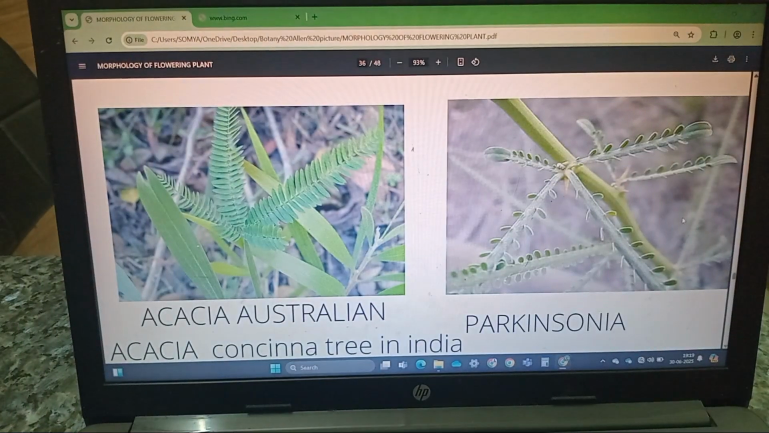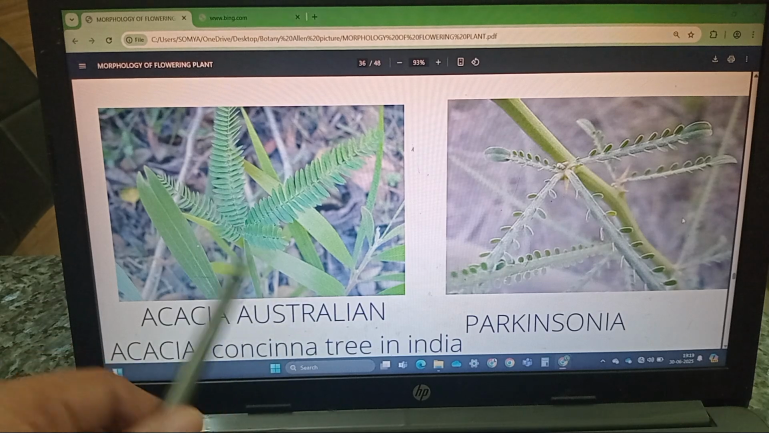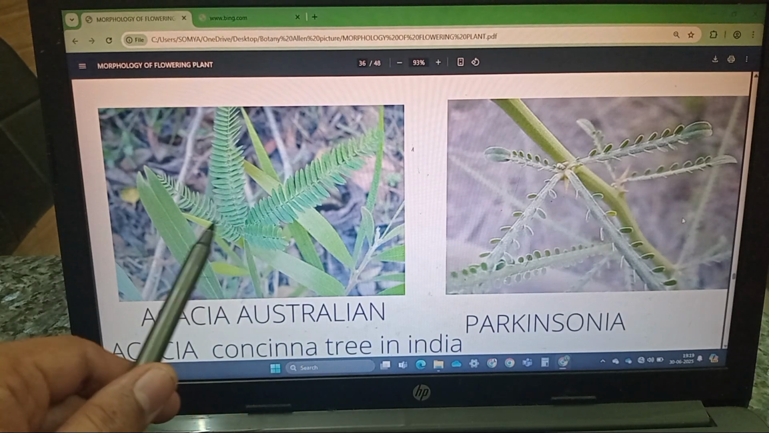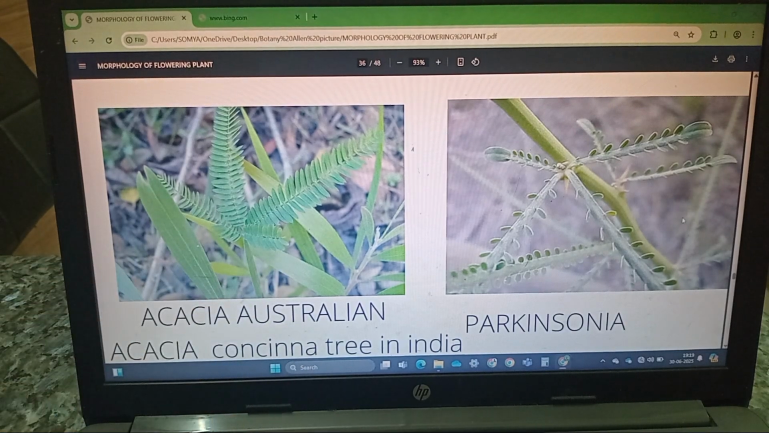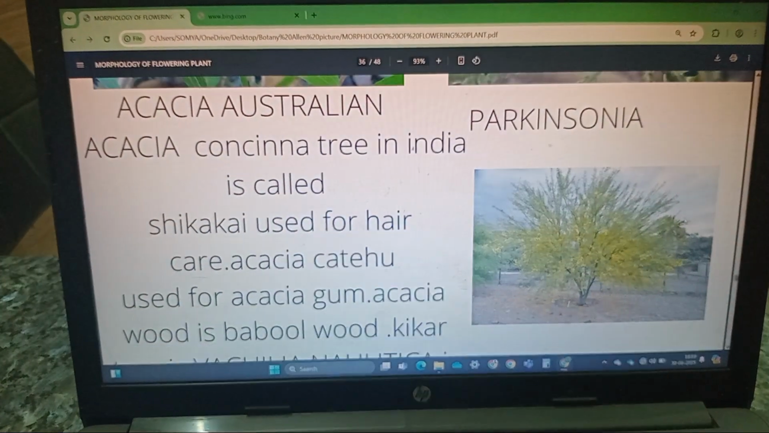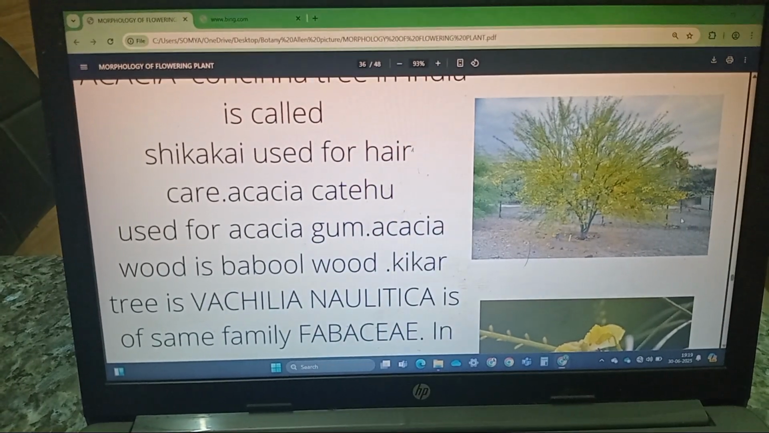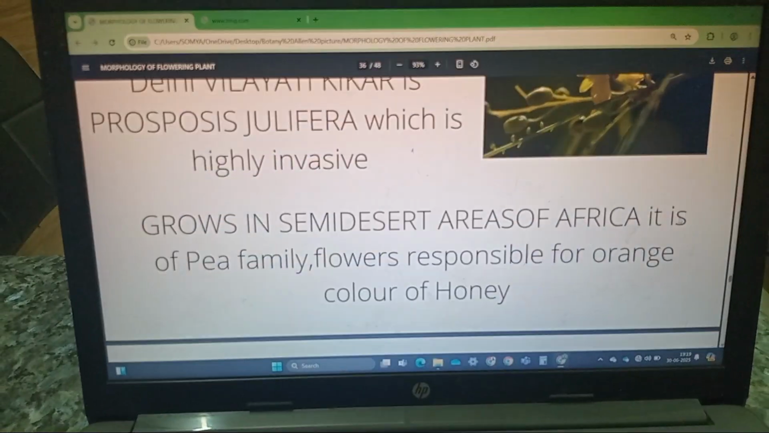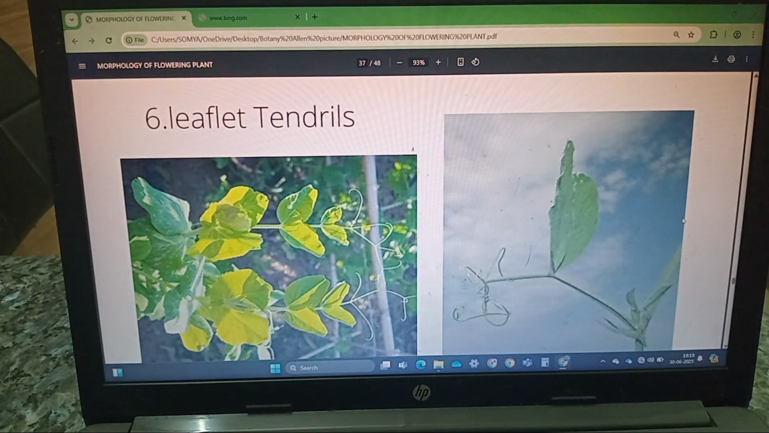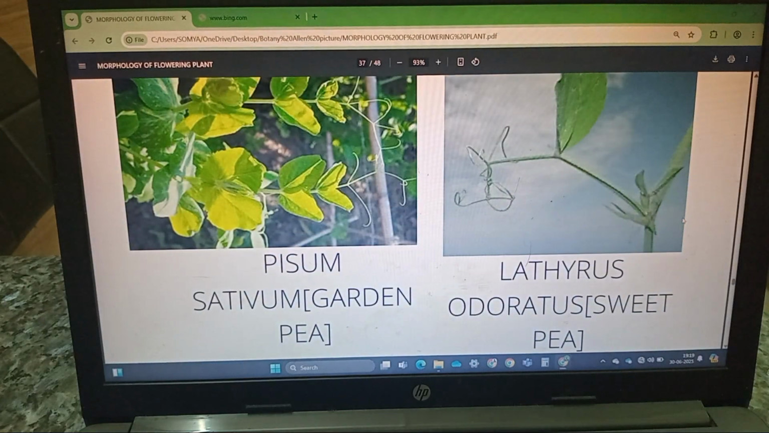Then this is phylloid. In phylloid, the petiole is enlarged to make a leaf-like structure, and the leaves are small and soon shed. This is found in Australian acacia. This is phylloid, not phylloclade. This acacia is the babul, not the kikar. Kikar is Prosopis juliflora. So these were the modifications of the leaves. Here we're seeing the leaflet tendrils in the case of the sweet pea, and the modification of the leaf as seen in Lathyrus.